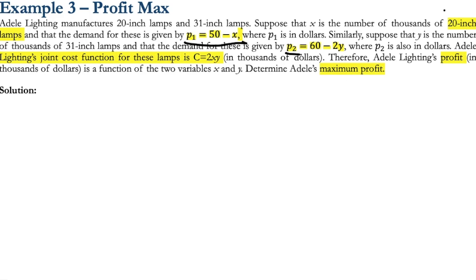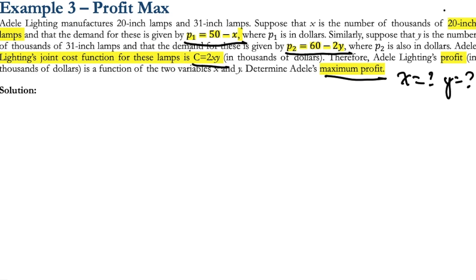The second information is about the demand for 31-inch lamp. The third information is the joint cost function for both lamps. Okay, the question is asking you to determine maximum profit. But in order to determine maximum profit, we need to know how many X, we need to know how many Y, isn't it? Alright, so let's do it one by one.